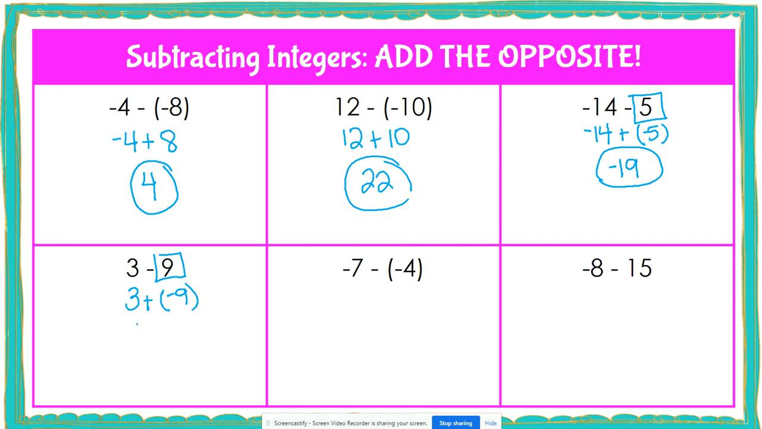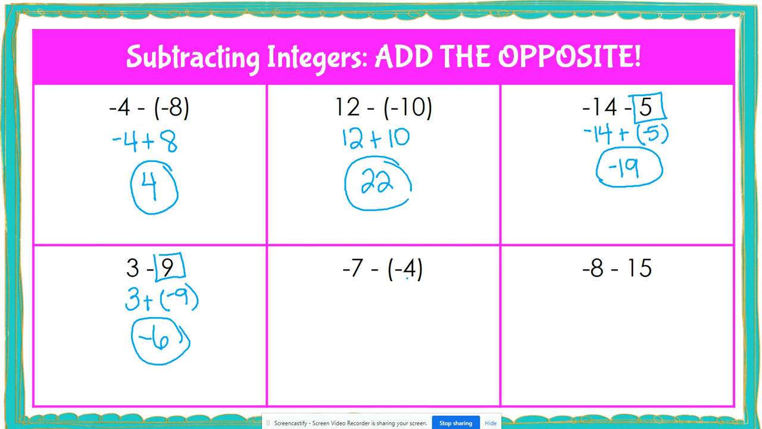Now I have an addition problem where I'm looking at different signs. Since I'm adding with different signs, I know that means I need to subtract my absolute values. So 9 minus 3 is 6. I know that -9 has a greater absolute value than 3, and since this 9 is negative, that means my answer is going to be -6.